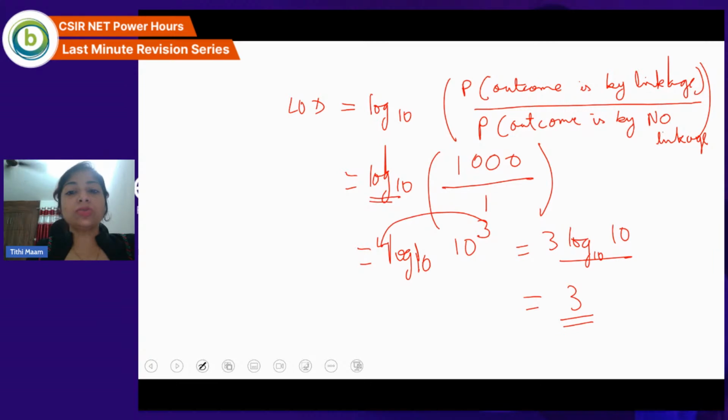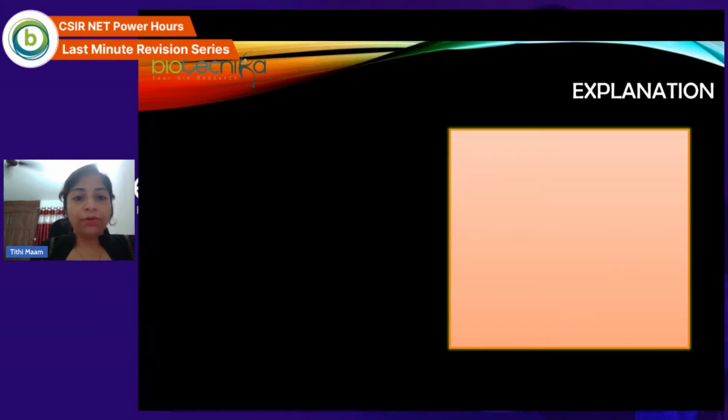So what does a LOD score of 3 mean? A LOD score of 3 means that the probability of getting an outcome in a pedigree chart by linkage is 1,000 times more likely than getting the outcome by no linkage. Okay, so now we go back to our question.